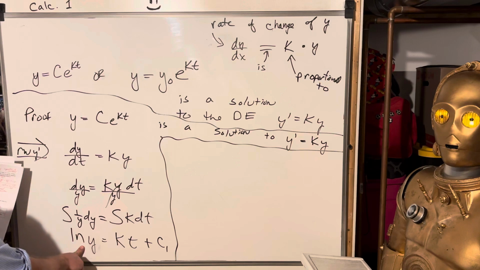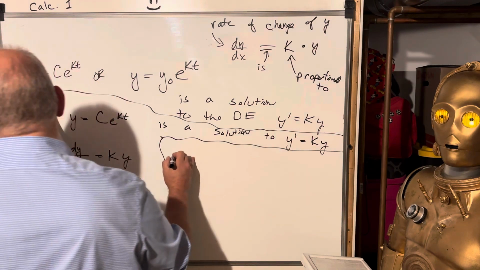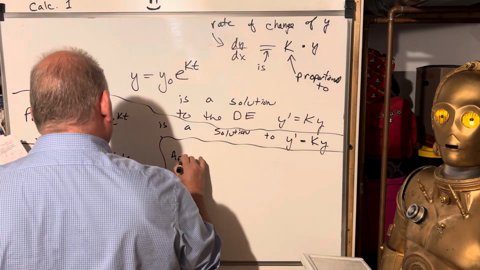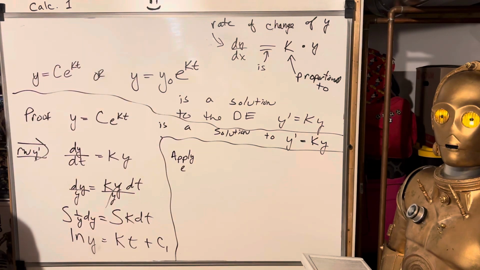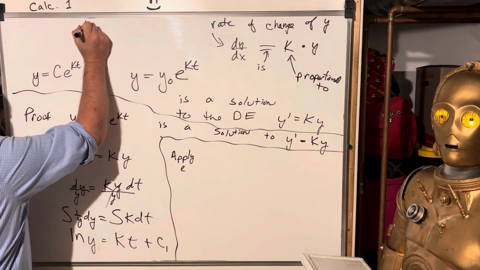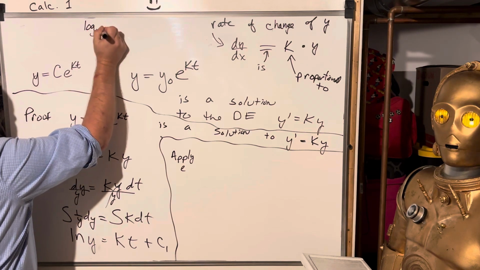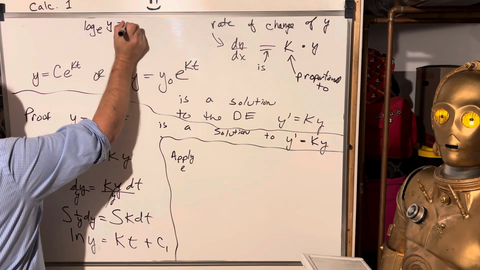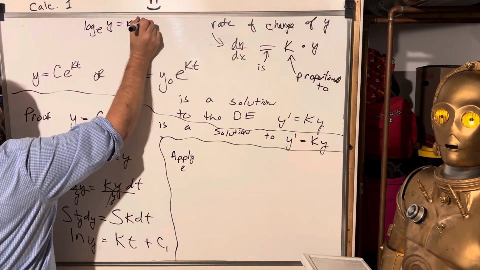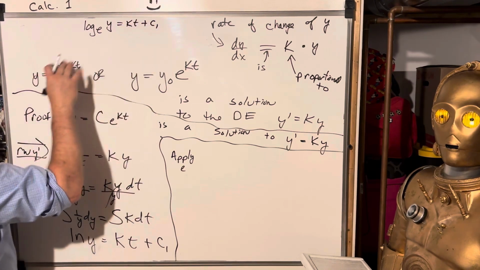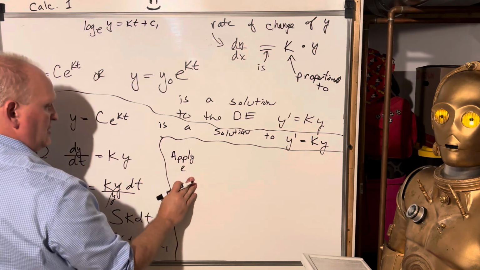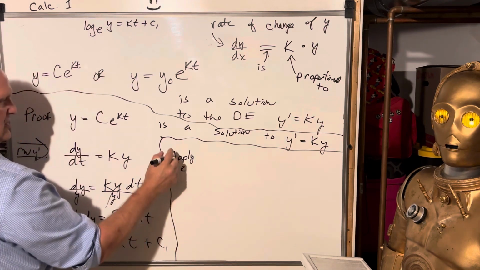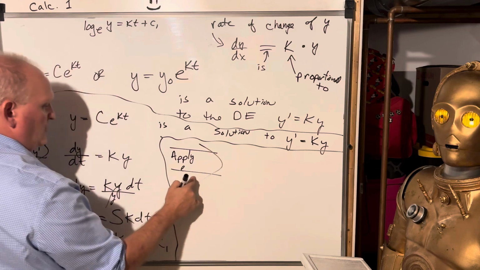Well, I don't want the natural log, so I'll apply e. So remember how that works? There's a couple of ways to do this. You could say this is log base e. So some of you old school might have been taught this: log base e of y equals kt plus c1. So this is how I usually do it, but I'm going to do it like this because I know the teacher that teaches Calc 2 does it like this all the time. So I'm going to always demo it like this.